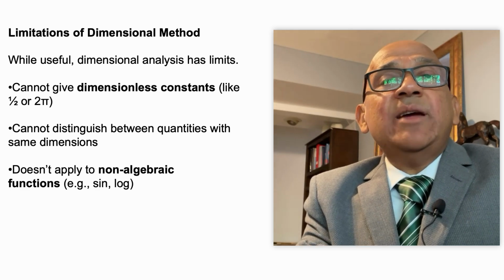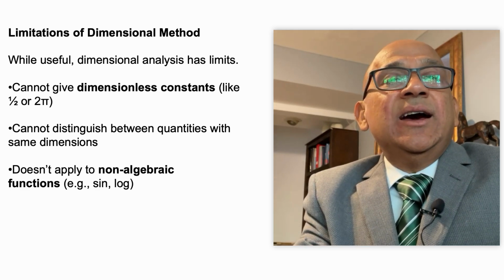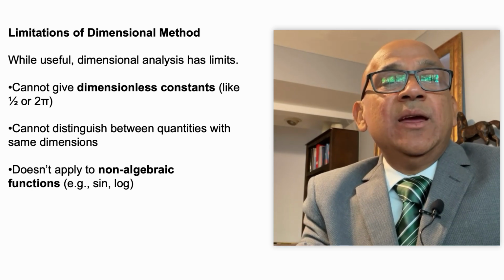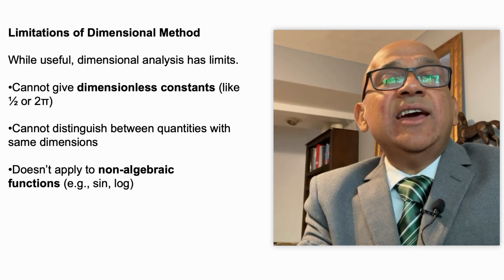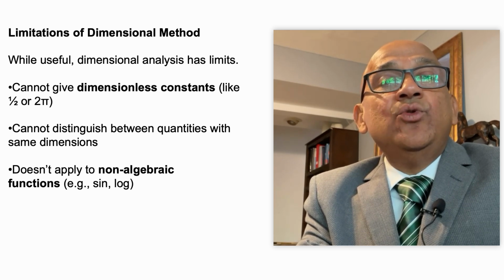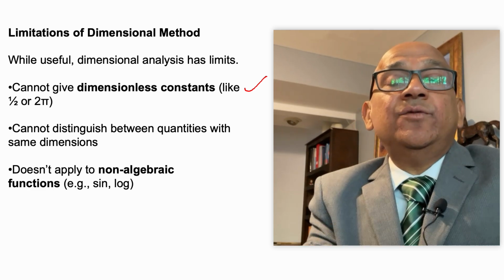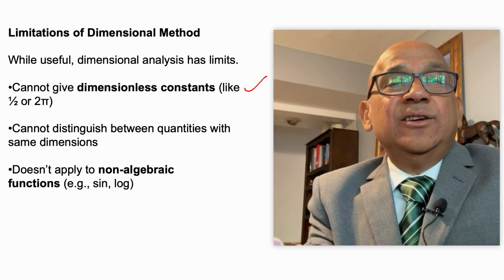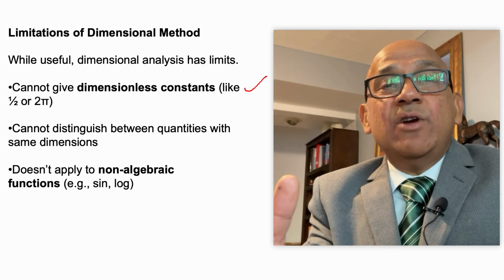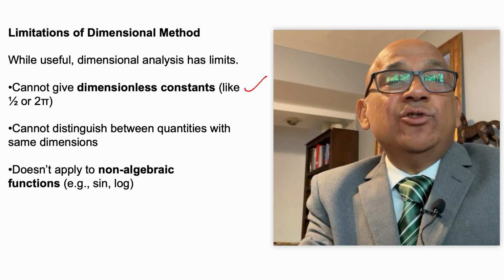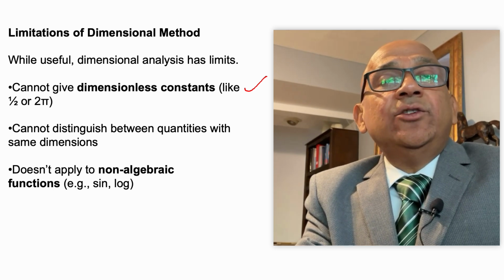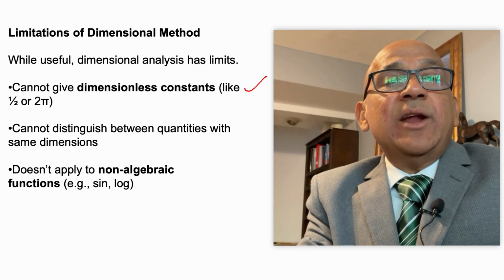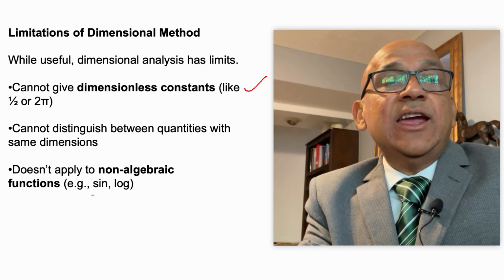What are the limitations of the dimensional method? While useful, dimensional analysis has limits. For example, it cannot give dimensionless constants like 1 by 2 or 2 pi. For example, in the derivation of the time period for a pendulum, we could not find the value of k, the constant, although we could find all other quantities, but that dimensionless constant cannot be figured out. It cannot distinguish between quantities with the same dimensions and does not apply to non-algebraic functions like sine or log.